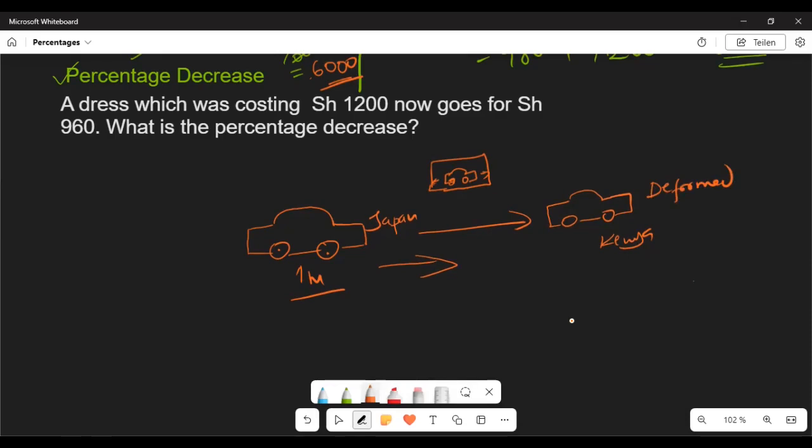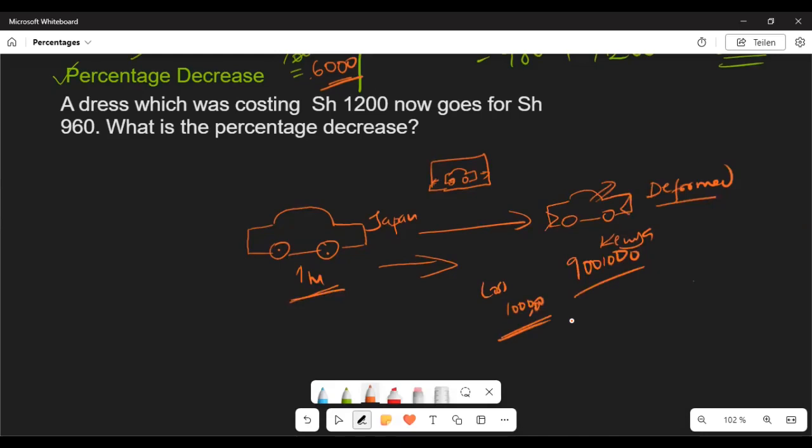So the value of that car in Japan was 1 million. But now it arrives in Kenya and it's not the same value because it has some deformation or some scratch. The car dealer thinks, do I want to really invest in repairing this car, or do I just want to sell it at a cheaper price? So you say, let me sell it at, let's say, 900,000 Kenya shilling. When you decide to sell it at 900,000, you have a loss of 100,000.